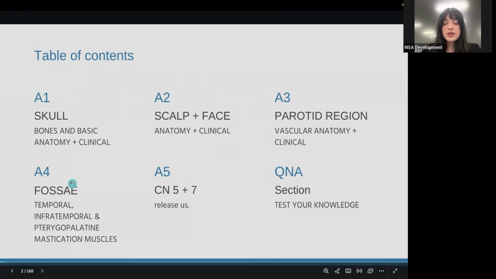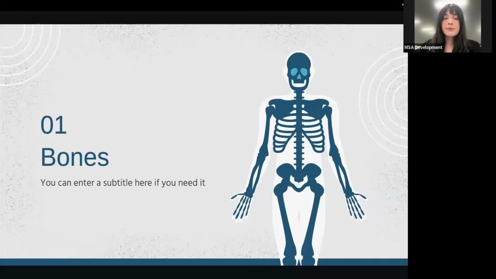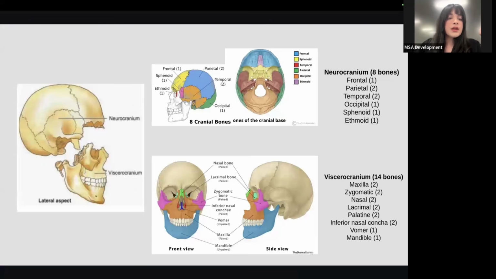Then we'll move on to the fossa. So we have the temporal, infratemporal, pterygopalatine fossa, and then the mastication muscles. And then the last lecture is about cranial nerves 5 and 7. So we've already done the nuclei in the brain, right? But we're going to look at the branches of these nerves in the last lectures. And at the end of every lecture, we'll be doing questions and answers. Okay? So let's start off with the bones.